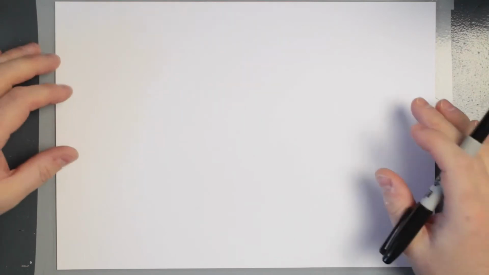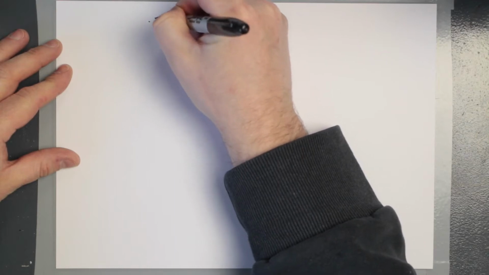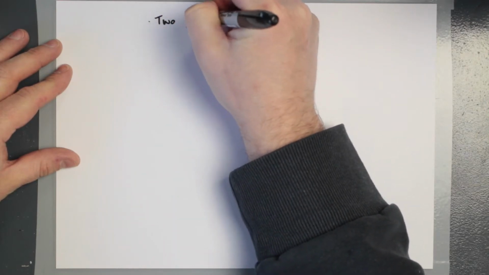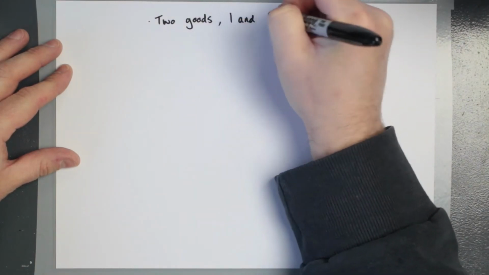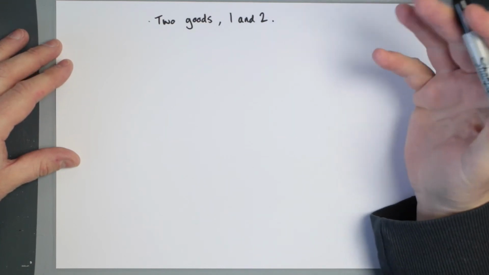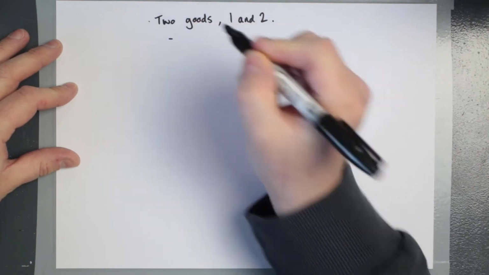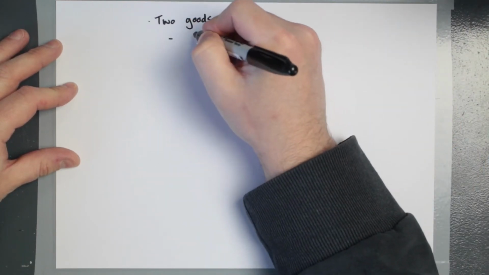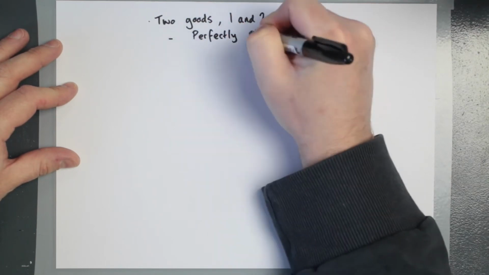Okay, so let's present the basic ingredients of our model that we will use for studying consumer theory. So we're going to assume that there are two goods, which will denote goods 1 and good 2. Now, in principle, these could be anything that the consumer likes and wants to have, but we're going to make two assumptions. First of all, we'll assume that both of these goods are perfectly divisible.